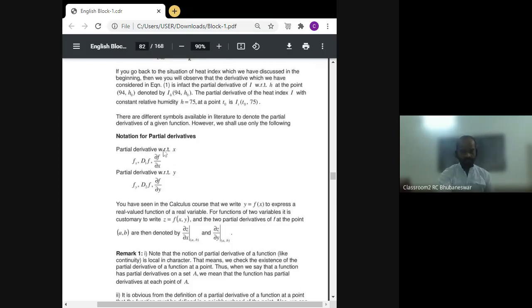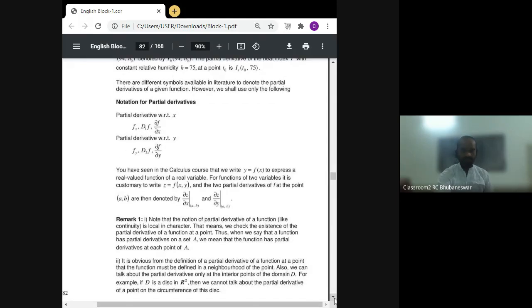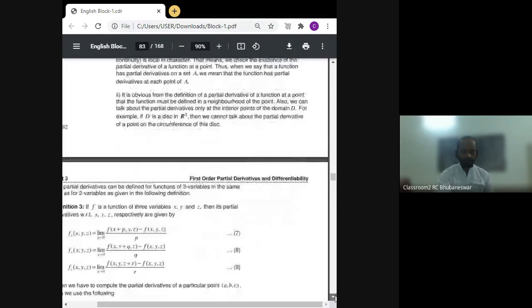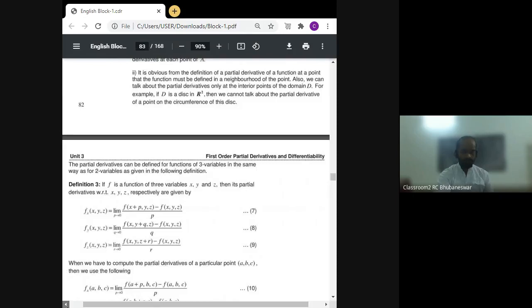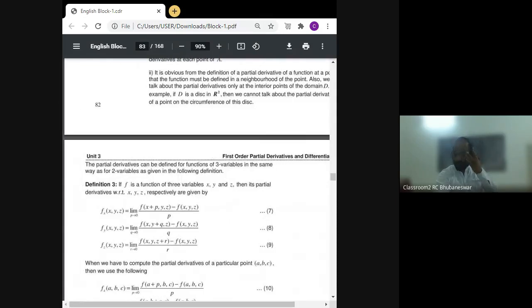So these particular expressions are generally used in the section on partial derivatives of a function of more than one variable. Generally these partial differentiations are useful for one variable, two variables, or three variables. So here the same definition has been extended to a function of three variables, that is f sub x, f sub y, and f sub z.